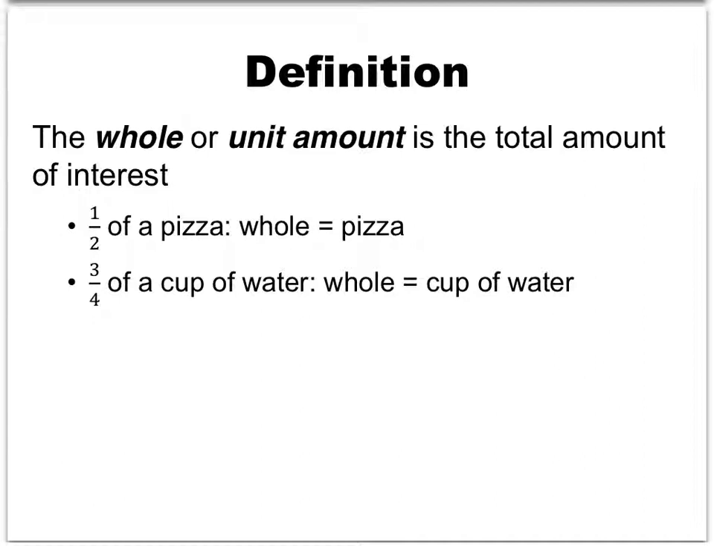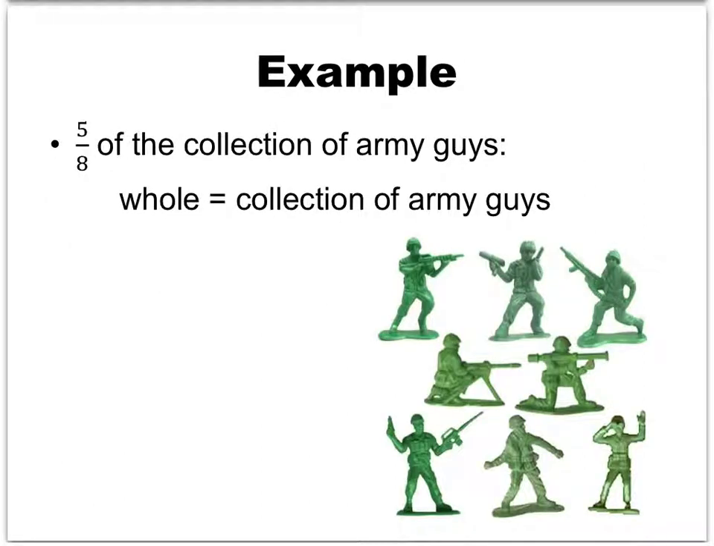So whenever we make a statement about a fraction, there's always a of part. It's always a fraction of something. That something is the whole. Another example, let's take this statement, 5/8 of a collection of army guys. So here's a picture of some army guys. And so in this statement, the whole is this collection of army guys. The entire collection is our whole. So the whole can be one continuous object like a pizza or a cup of water. A whole can also be a collection of discrete objects like our collection of army guys here.